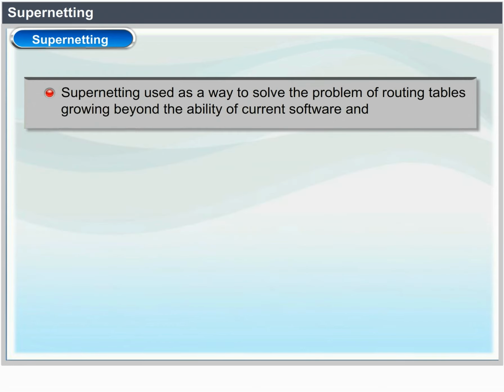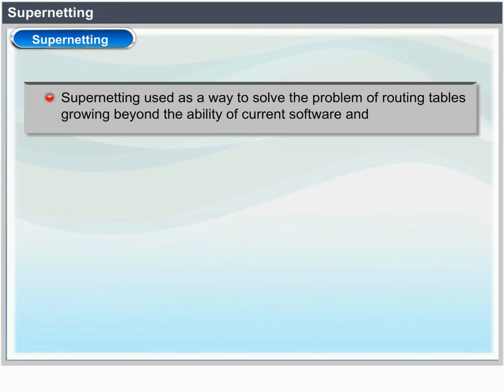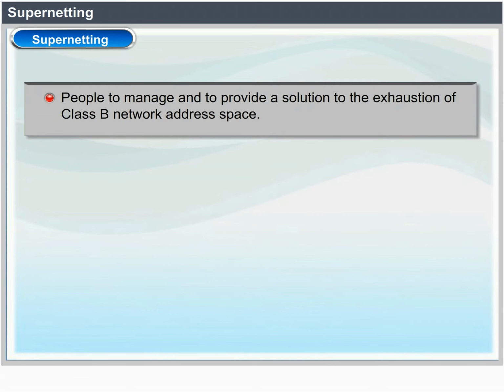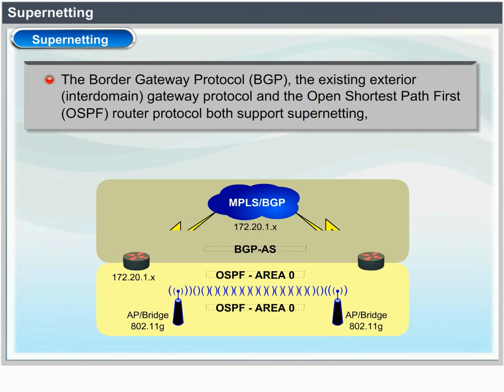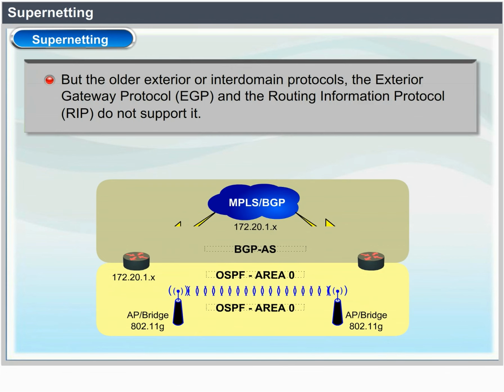Supernetting was created as a way to solve the problem of routing tables growing beyond the ability of current software and people to manage, and to provide a solution to the exhaustion of Class B network address space. The Border Gateway Protocol or BGP, the prevailing exterior or interdomain gateway protocol, and the Open Shortest Path First or OSPF router protocol both support supernetting, but the older exterior or interdomain protocols, the Exterior Gateway Protocol or EGP, and the Routing Information Protocol or RIP do not support it.